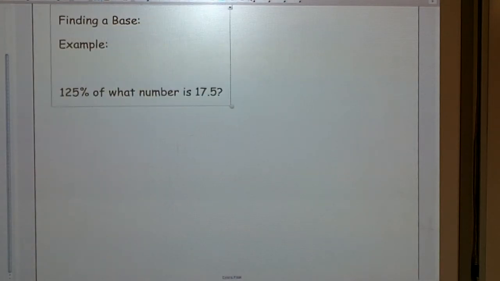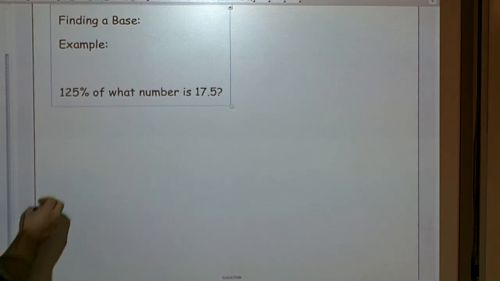All right, last thing we'll do today is find a base. Our example: 125% of what number is 17.5? We're asked to find out what that base was. Okay, so we can either use the percent equation or the percent proportion. That's kind of up to you. Okay, I'm going to do it with the proportion for this one.